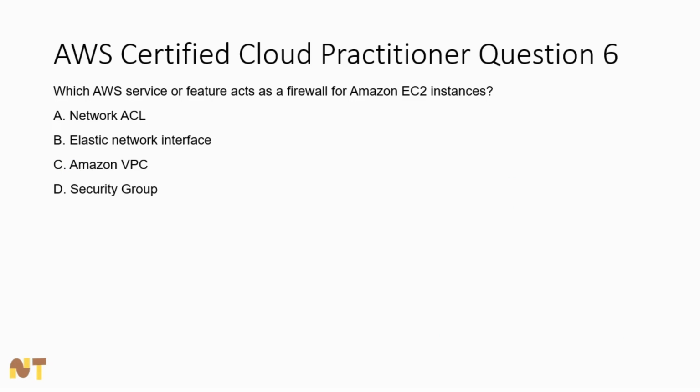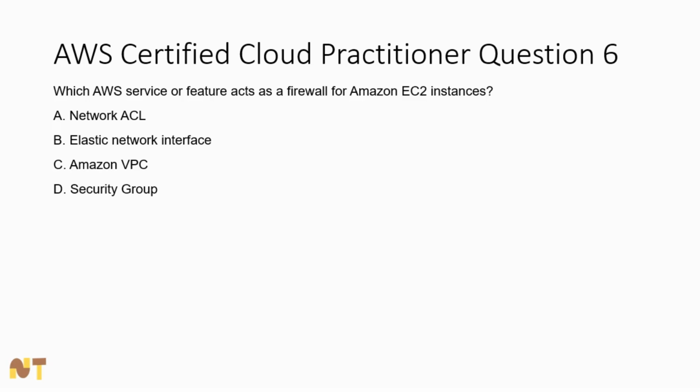Network ACL, Elastic Network Interface, Amazon VPC, or a security group? Network ACLs provide security at subnet level, while the question is asking for security at EC2 instance level. Hence, first answer A is not the correct answer.